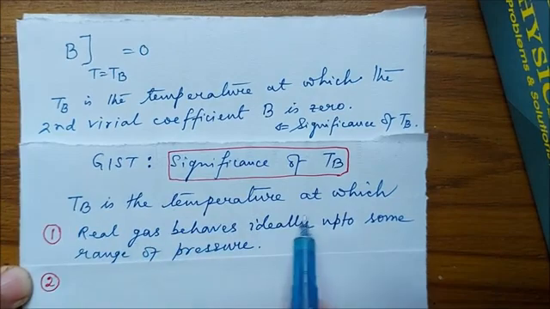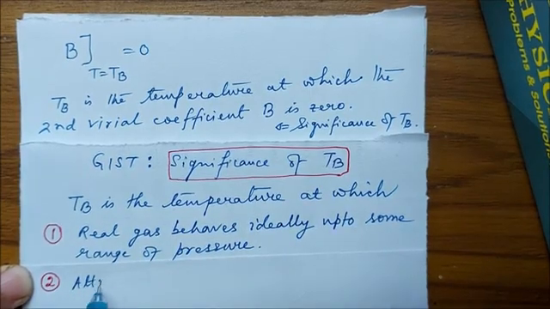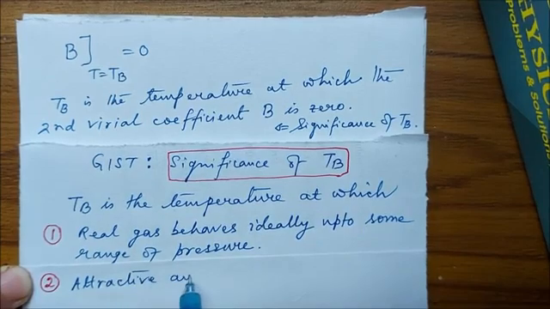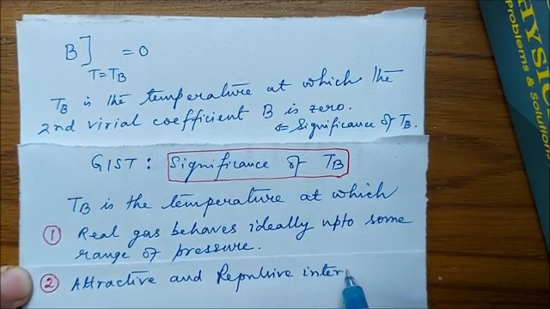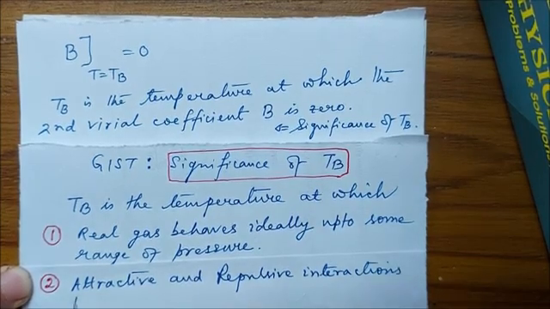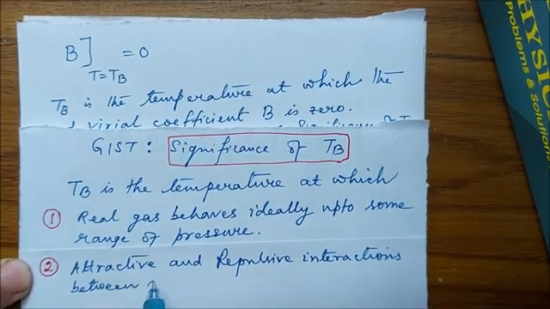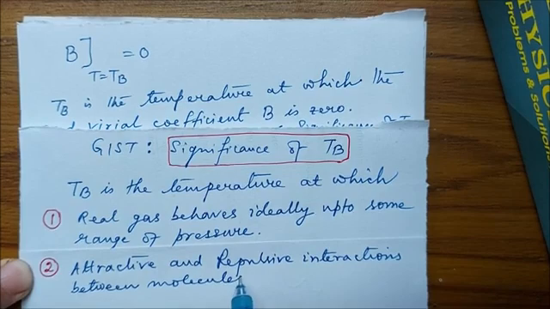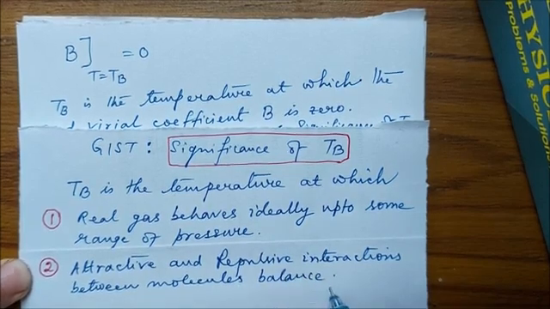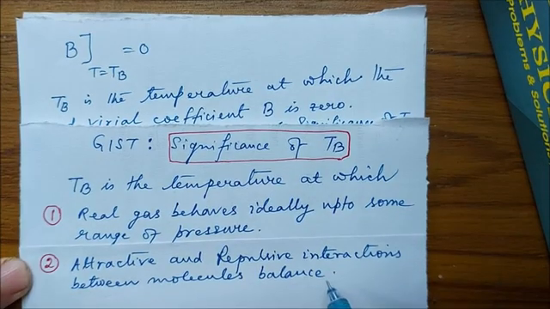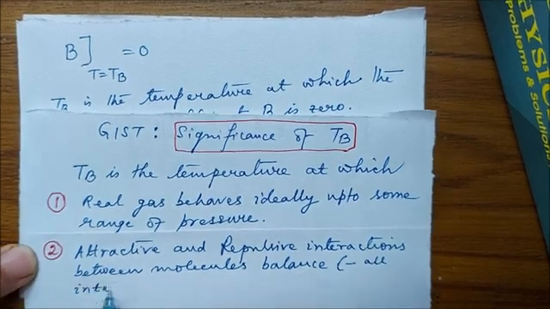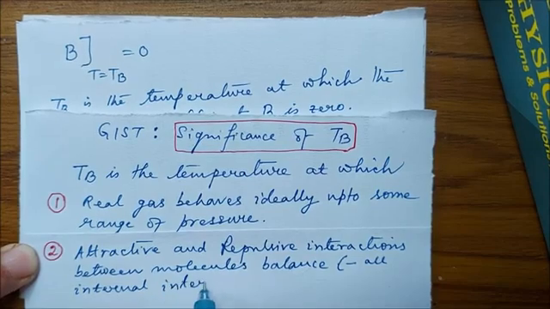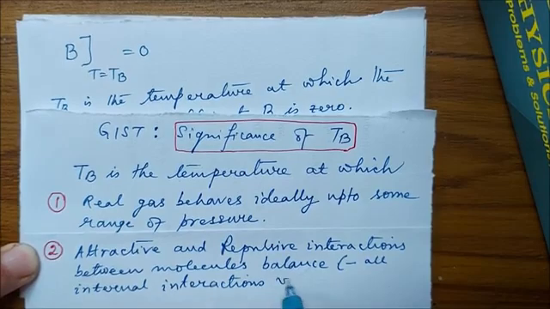Boyle temperature is the temperature at which attractive and repulsive interactions between constituent molecules balance each other, so that net interaction is 0. In other words, the real gas does not show up any internal interactions at this Boyle temperature. All internal interactions vanish.